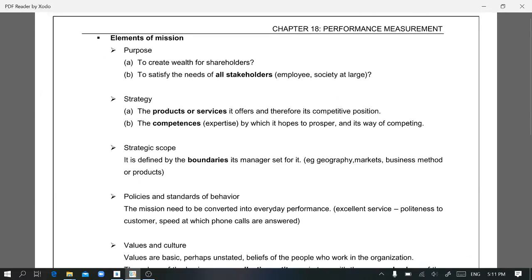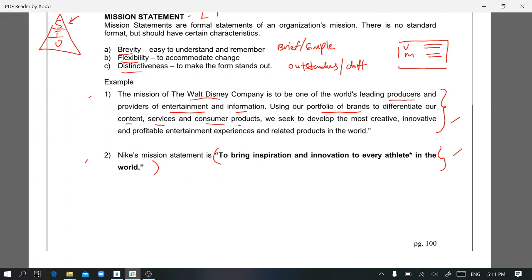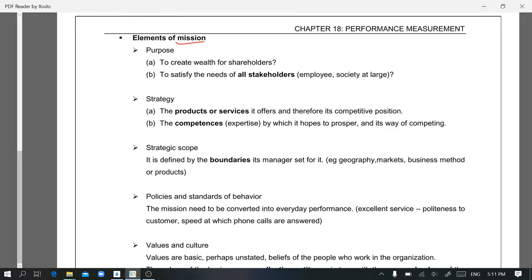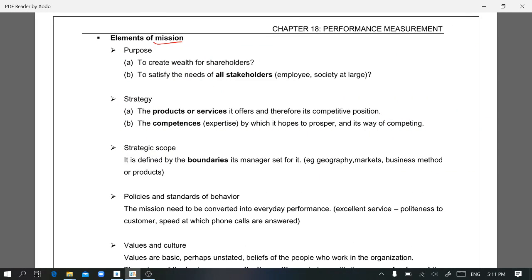So these are some of the elements of a company's mission. Elements mean what they must have here. They must have a purpose of the company, a strategy, the products or services it offers, and therefore its competitive position. So what is their advantage? What's the advantage of the product?